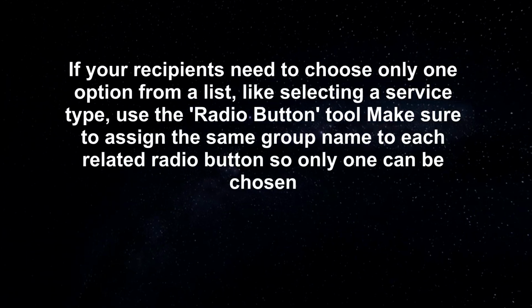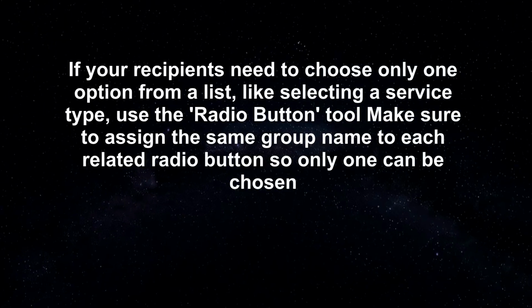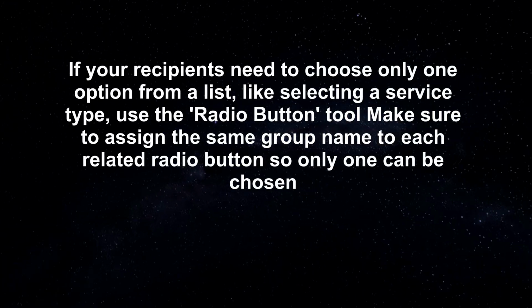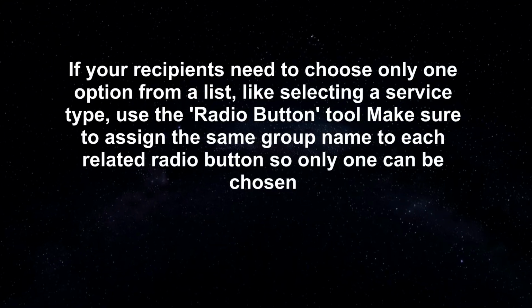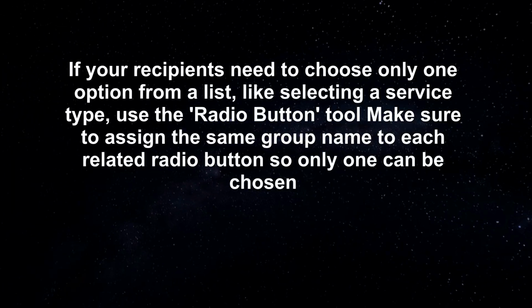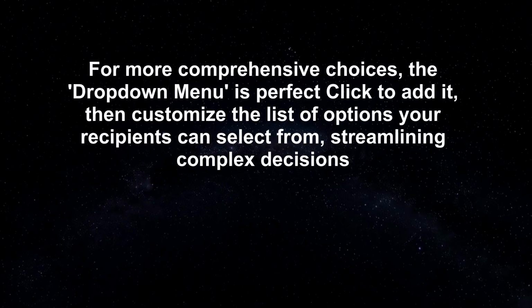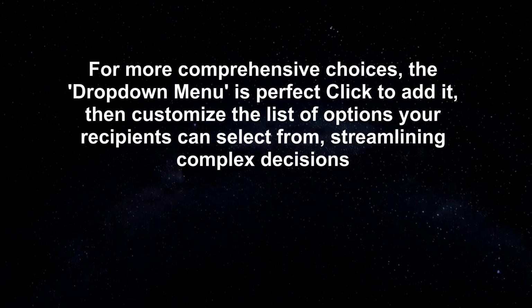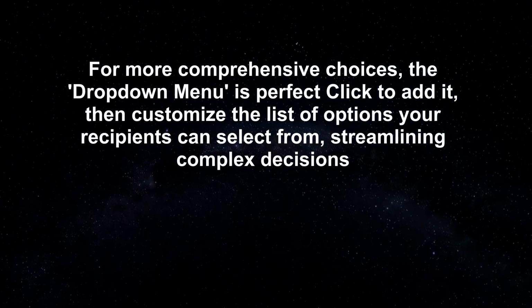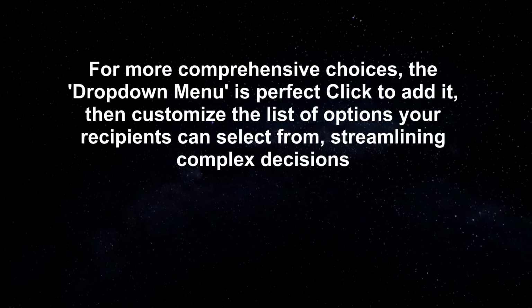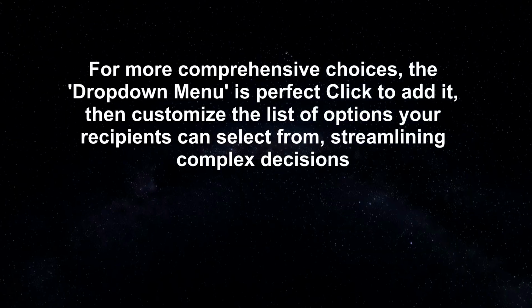If your recipients need to choose only one option from a list, like selecting a service type, use the Radio Button tool. Make sure to assign the same group name to each related radio button so only one can be chosen. For more comprehensive choices, the drop-down menu is perfect. Click to add it. Then customize the list of options your recipients can select from, streamlining complex decisions.